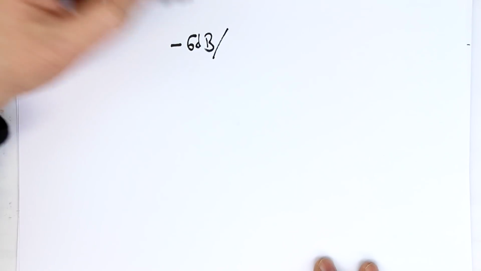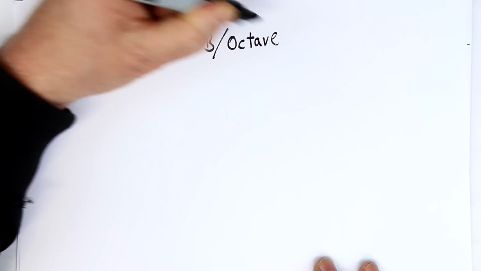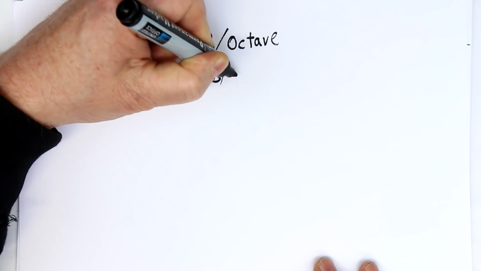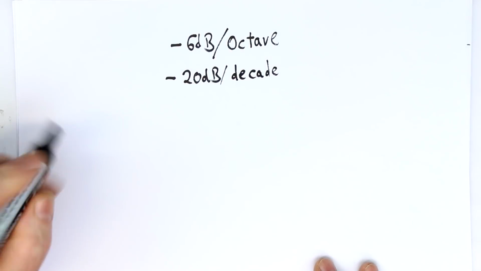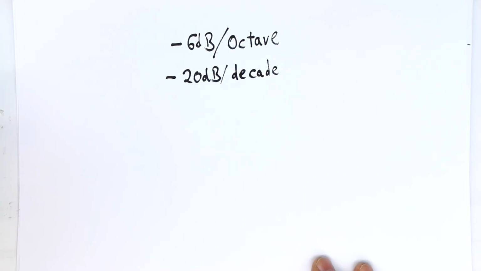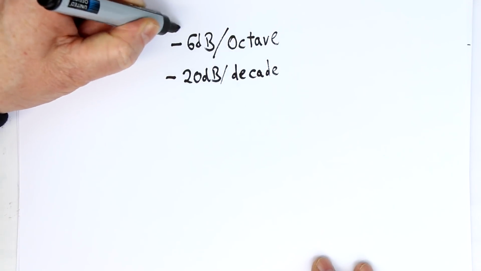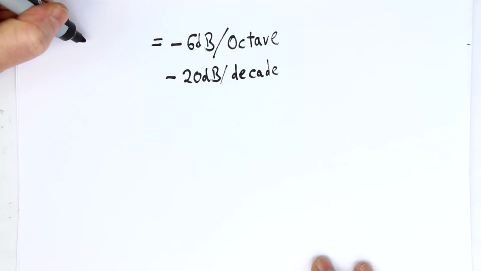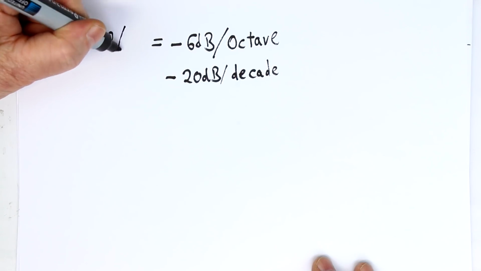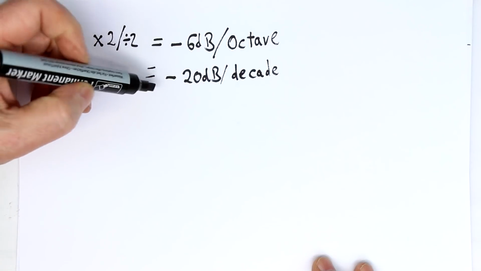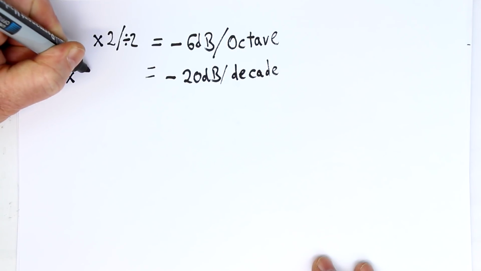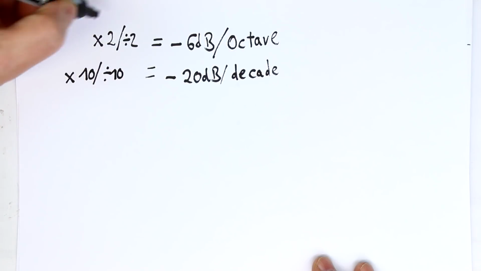So, and there's another field where some strange value quite often appears. I'm quite sure that you already have seen this. Minus 6 dB per, how is it pronounced? Octave, or minus 20 dB per decade. And now you can already guess where this comes from. If we do the math again, minus 6 dB is a drop in level by a factor of 2. And minus 20 dB is a drop or an increase by a factor of 10 in level.